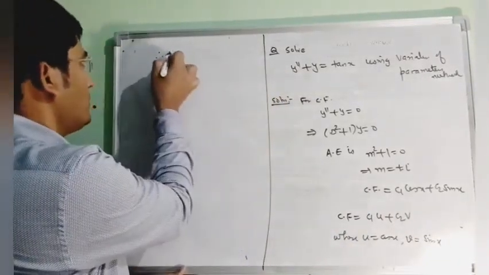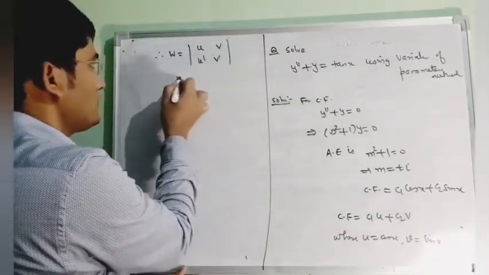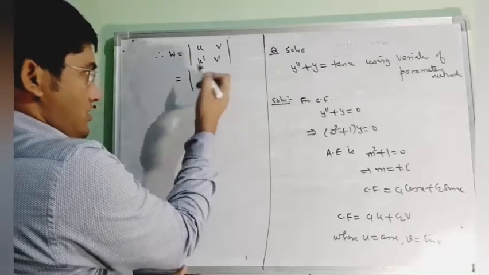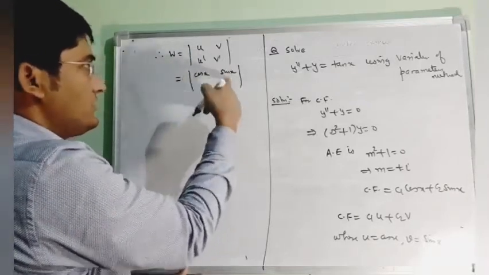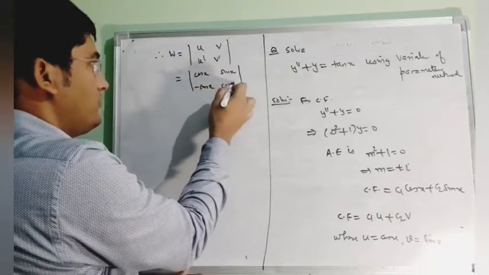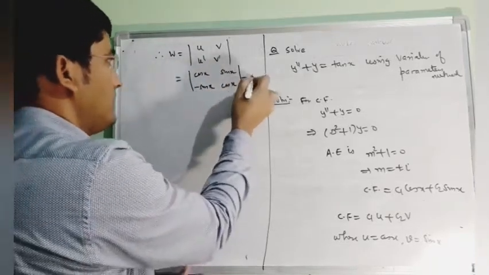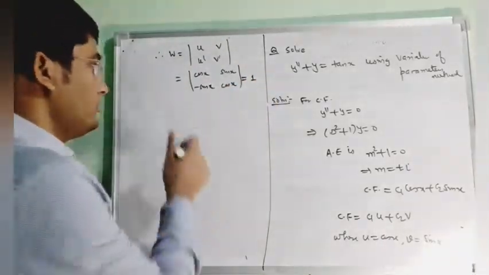Therefore, our Wronskian is the determinant of u, v, u dash, v dash. So this is equal to cos x, sin x, and the differentiation of cos x is minus sin x, and the differentiation of sin x is cos x, and this is equal to 1. So we have the value of w.